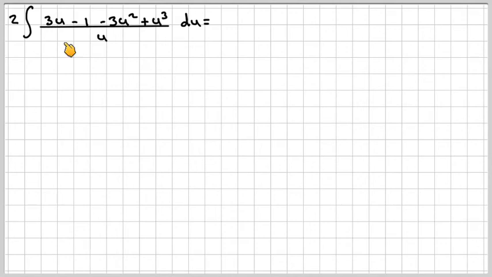what you need to do now, because we've got a common denominator, we're going to do 3u divided by u, which gives me 3, minus 1 over u, minus 3u squared divided by u, which gives me 3u, and u cubed divided by u, which gives me u squared du. We're now ready to integrate.